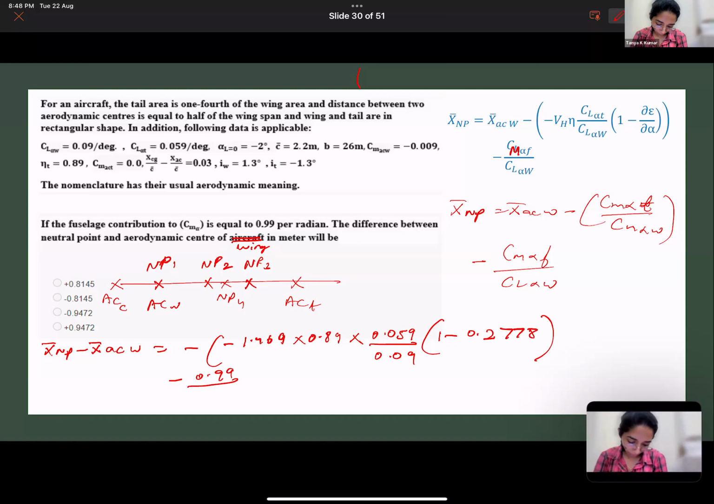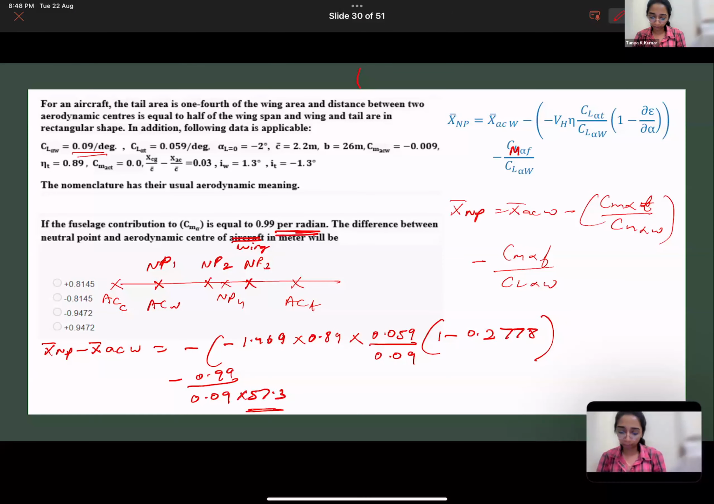CL alpha of wing is 0.09, but your 0.99 is in per radians. So the conversion you need to be very careful. So here I will just do 57.3 because CL alpha wing is in per radian and this is in per degree and this is in per radian, which is why I've taken this 57.3 in the denominator. But for CL alpha of tail and wing, they are both in per degree, so there is no conversion there. Okay, what is this value?